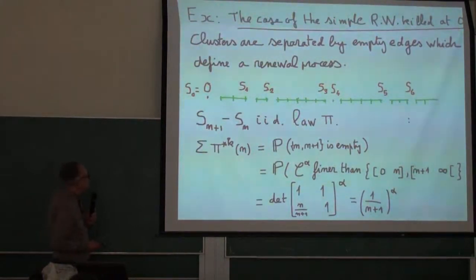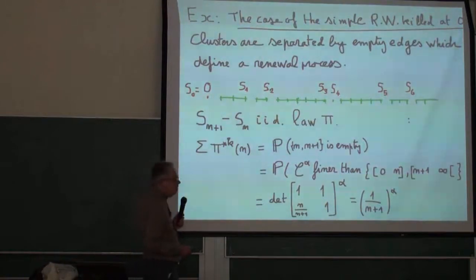So let me look at an example. So I take a very simple one. Random walk killed at 0. So what are the clusters? Then they are just intervals, you see. They are intervals separated by empty edges. So a question is, what is the distribution of these intervals? So it's actually easy to derive.